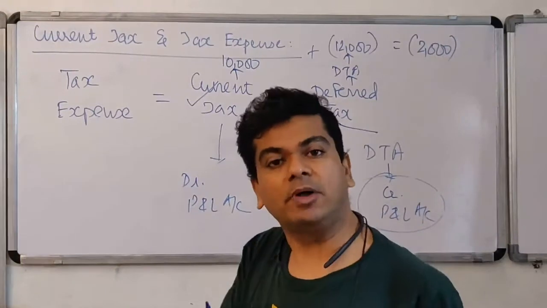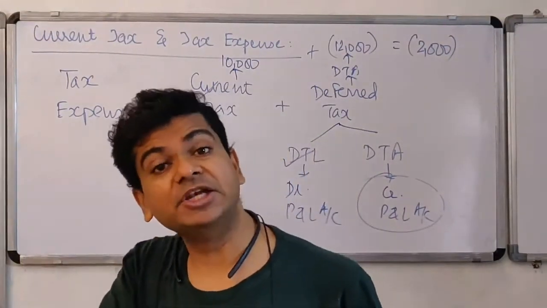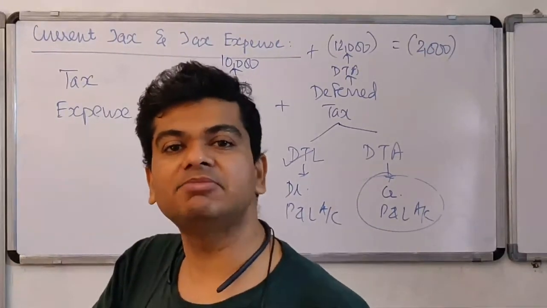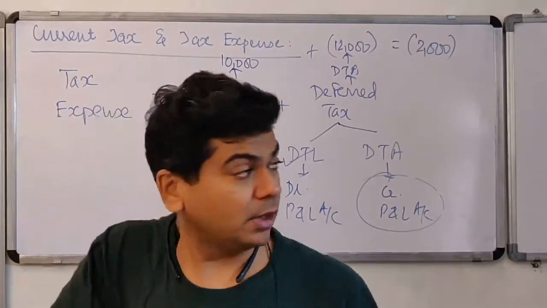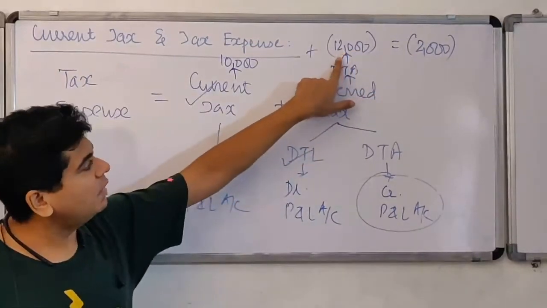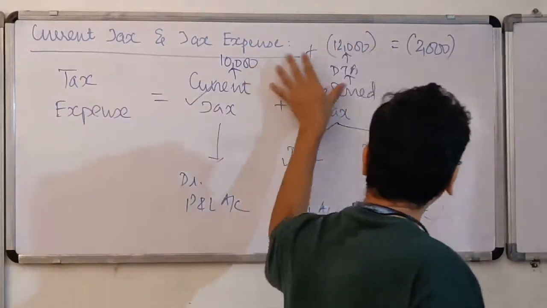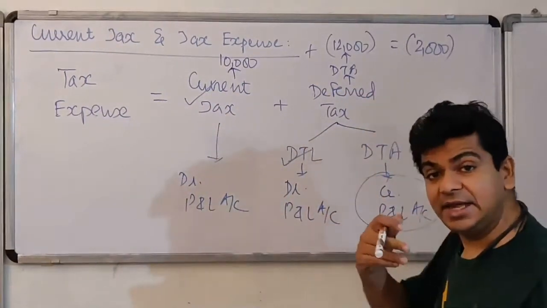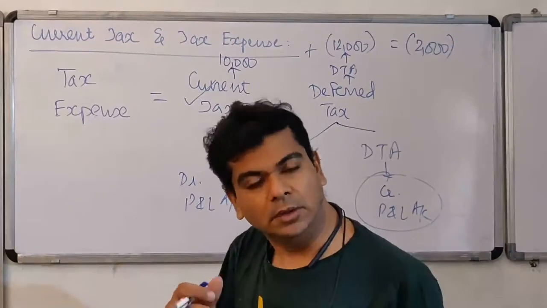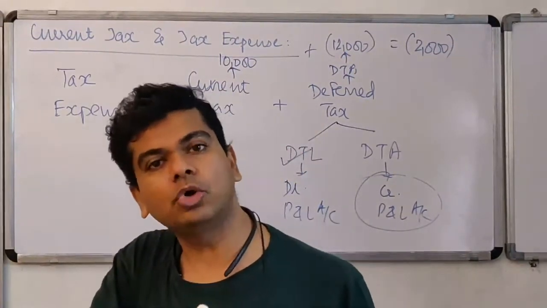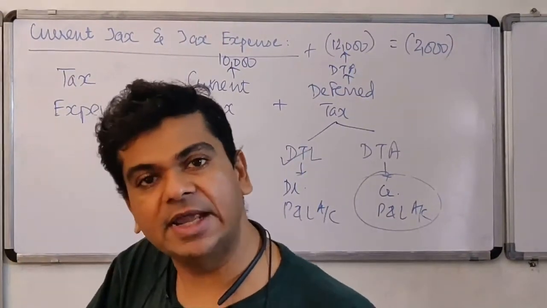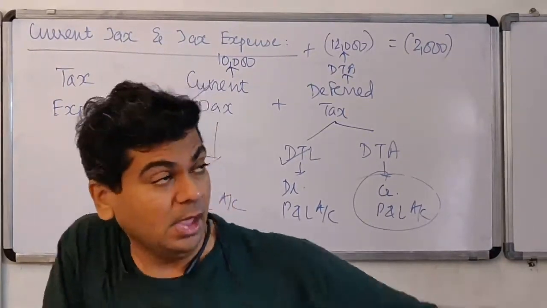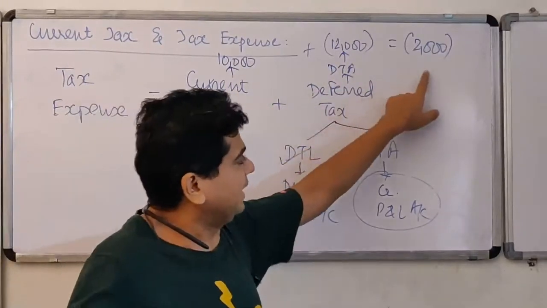It is very much possible that the total of tax expense might turn out to be negative for a simple reason: the deferred tax asset may be higher than the current tax. In case this was not 12,000 but 7,000, then I will still have a tax expense of 3,000. But here the DTA is greater than the current tax. In such a situation, when I take a total of tax expense, instead of getting a positive figure, I get a negative figure. So my tax expense is turning out to be negative.